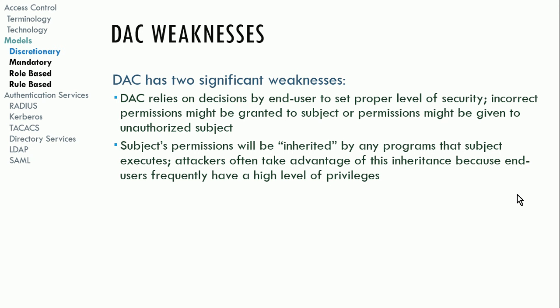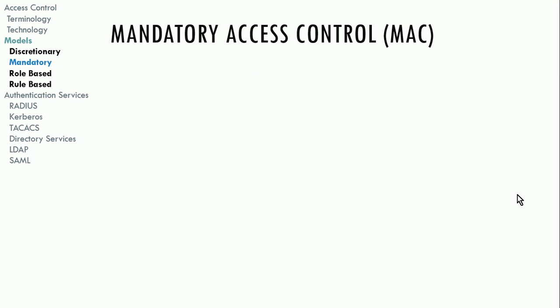So subject permissions will be inherited by any programs that the subject executes. This is a common method of attack, where when we carry out an attack, we want our malware or our code that's being executed to have the highest level of permissions possible. So if I can simply get my program to run in someone else's user space that has permissions to do what I want to do, then I have more permissions for the program to do things. Anything that the user executes is going to have their level of permissions to all of their files and so forth. And again, that's another weakness of discretionary access control.